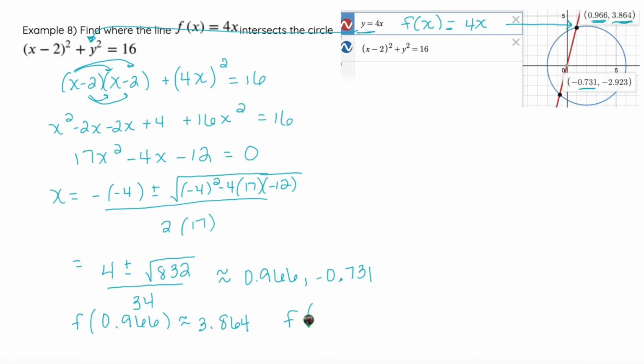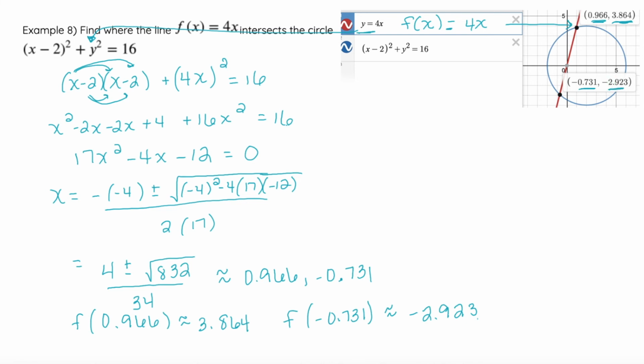And f of negative 731 thousandths, so 4 times that value, gives us approximately negative 923 thousandths, which also matches here.